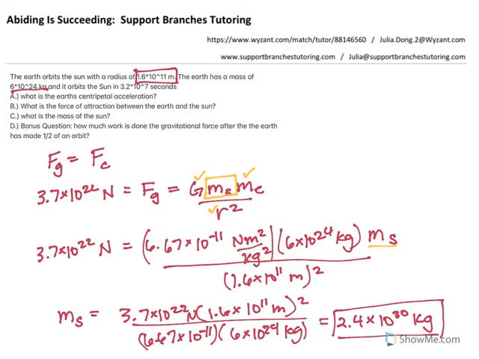And if we compare the mass of the sun here, it's larger than the mass of the Earth, which makes sense. We would expect the sun to have a larger mass. So let's go ahead and go over to part D.